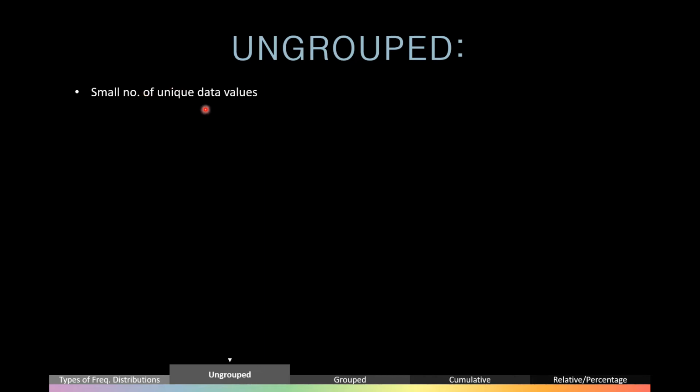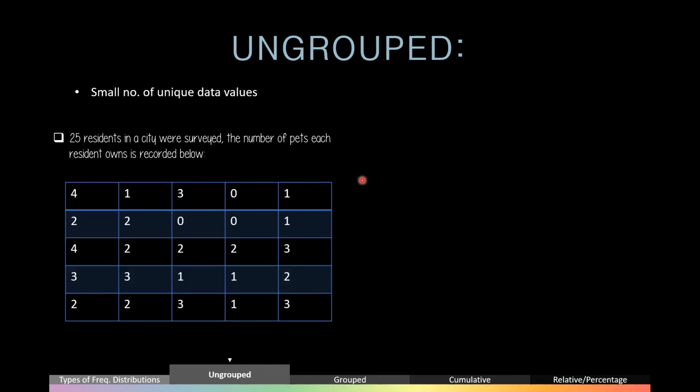data values. So to explain this, let's look at the following example. 25 residents in a city are surveyed, and the number of pets that each resident owns is recorded. So the table on your screen is showing you 25 data values, where each data value is representing the number of pets that a specific resident from the city owns.